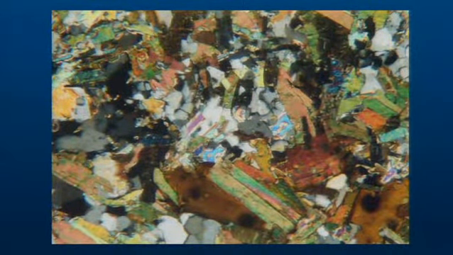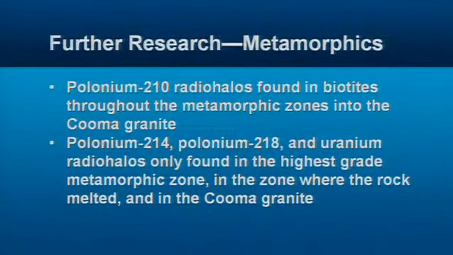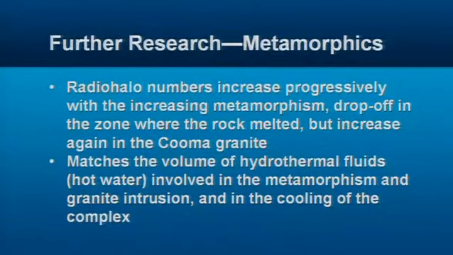Here's some of the outcrops, just again in road cuts, which are the easiest place to get to the outcrops, and this is what these metamorphic rocks look like under the microscope. And even in a regular rock thin section, you can start to see the radiohalos are there. Many of them. In fact, many times the metamorphic rocks have more radiohalos than in the granites. And polonium-210 radiohalos were found in these biotites right throughout this metamorphic complex. But the polonium-214 and 218 and uranium radiohalos were only found in the highest metamorphic zones where the rock had melted and in the granite itself.